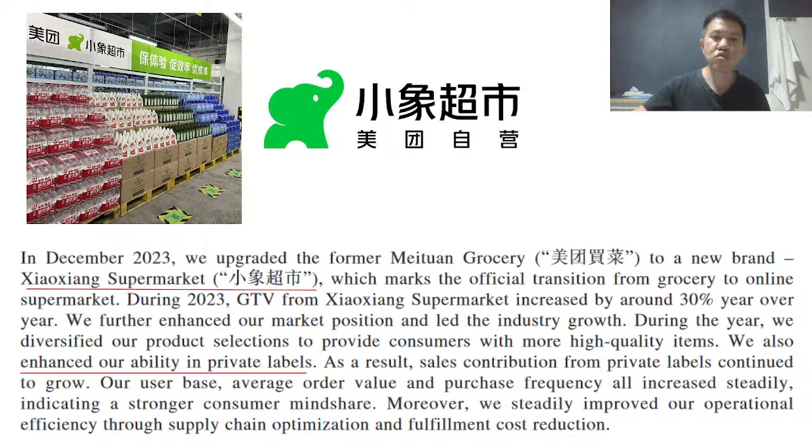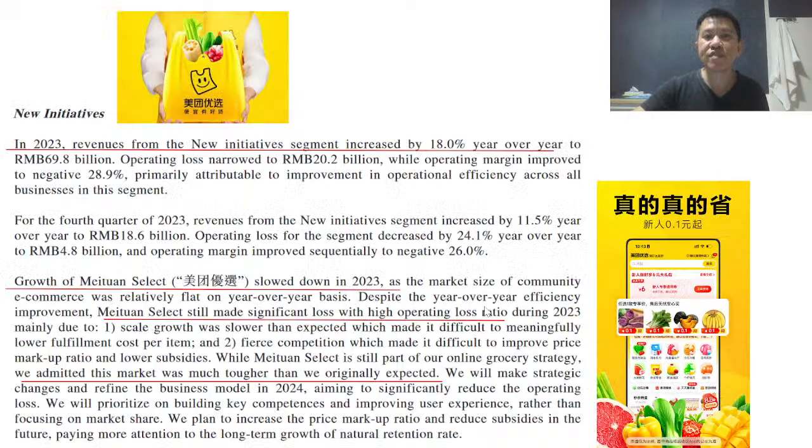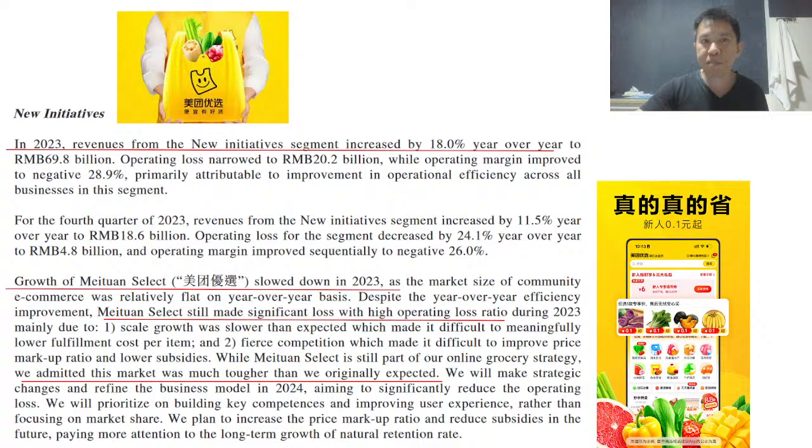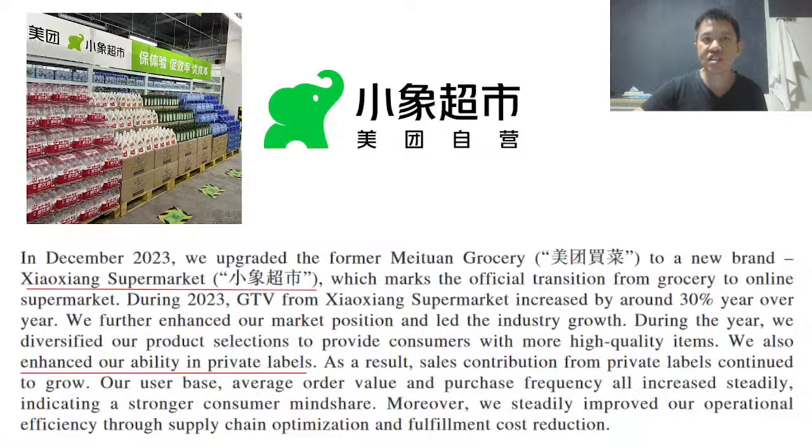Or they copy what is selling well, but they do it themselves. They go straight to the manufacturer and source it, and then they sell it. So they are running their own shop. So that's why it's very capital intensive, and that's why you see their losses are huge, 20 billion. So will they succeed or not? I don't know. There's a lot of uncertainty. So I don't like Meituan's new initiative business. It's very competitive, and I don't think they have the advantage fighting against Alibaba and JD.